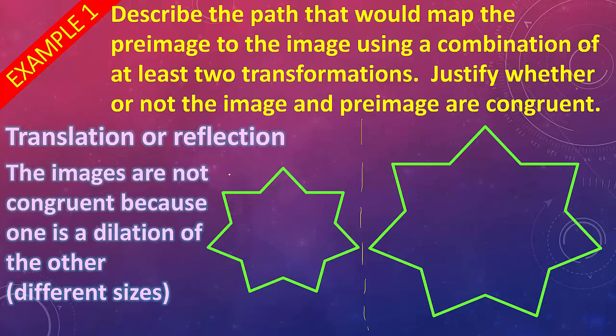Now, are the image and pre-image congruent? The answer to that is no, because one is a dilation of the other. So basically, if I were to draw a line from the corresponding parts, if they were congruent, all of these lines would be parallel. But as you can tell, these are not parallel lines. And the images are clearly not the same size. However, their sides do appear to be proportional. So are they congruent? No. But you still have to describe the transformations that could move this image to this image.